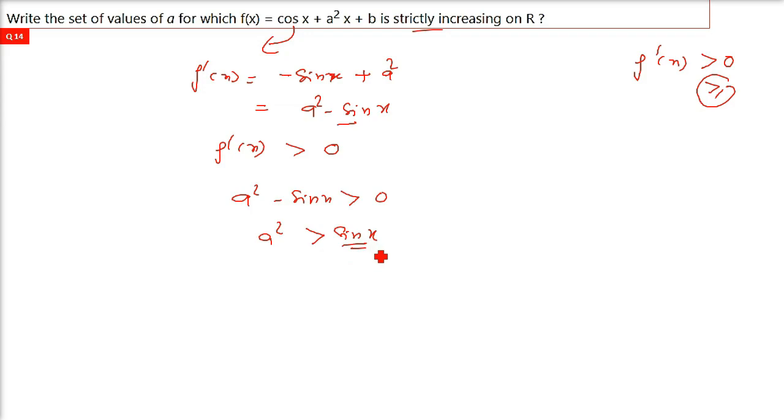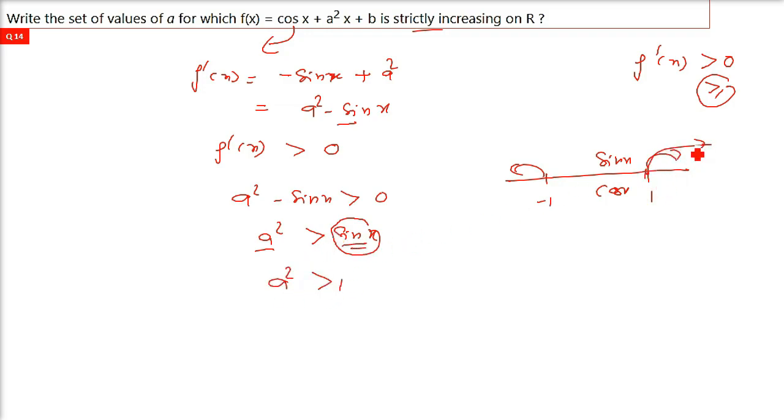Now again we came to the same point. Sin x is between negative 1 and 1. If a square is greater than sin x, what is the highest value of sin x? The highest value of sin x is plus 1. So a square greater than sin x indicates that a square has to be greater than 1. Bring 1 here, you get a square minus 1. You know that a square minus b square is a minus b times a plus b, so a square minus 1 square is a minus 1 times a plus 1.